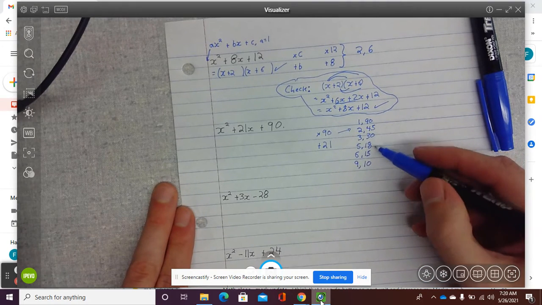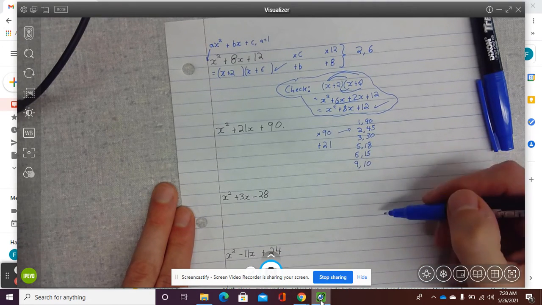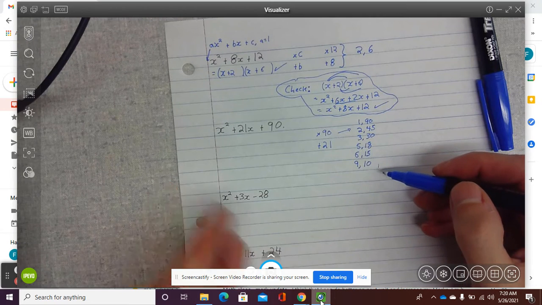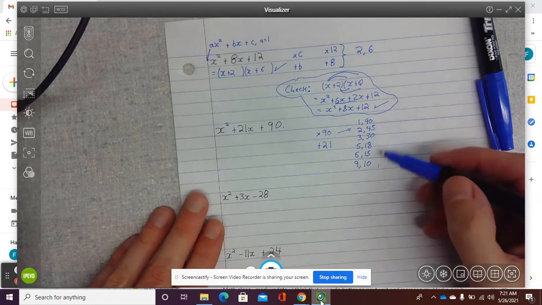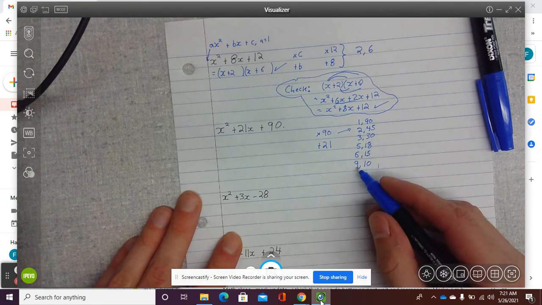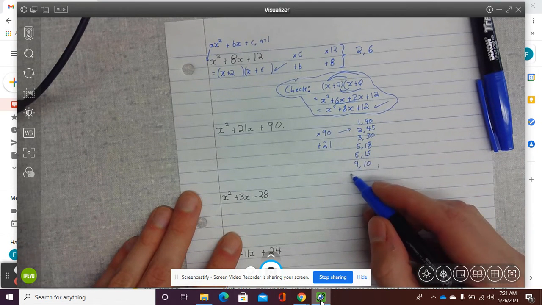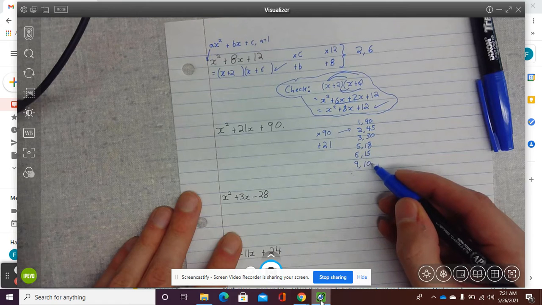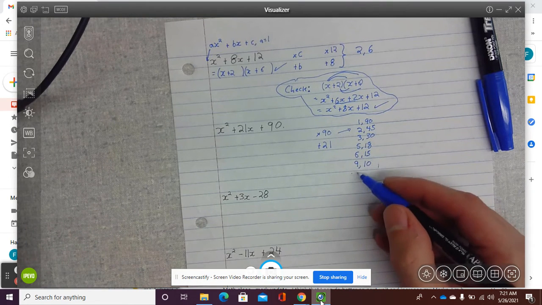As we practice more, the more efficient you become at generating these pairs, with a calculator or a times table in your head, the easier these problems are going to become. These are all the pairs of numbers that multiply to 90. I don't have to keep going. The next number I would want to try is 10, but I've already got 10 as the other part of the pair. So now I'm just going backwards.